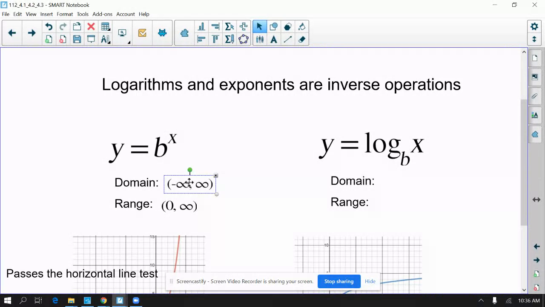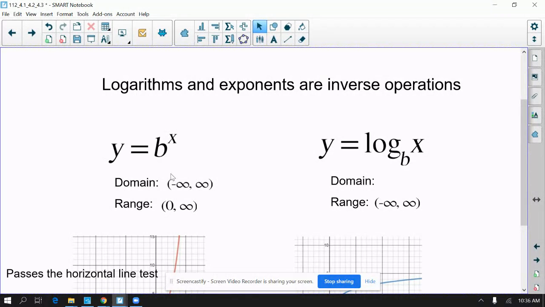And the big consequence is everything gets switched around, the domain and the range. So exponential functions can receive any x value. You could put any x value into the exponent. That means that the inverse will put out any real value. So the range of a logarithm will be all real numbers.